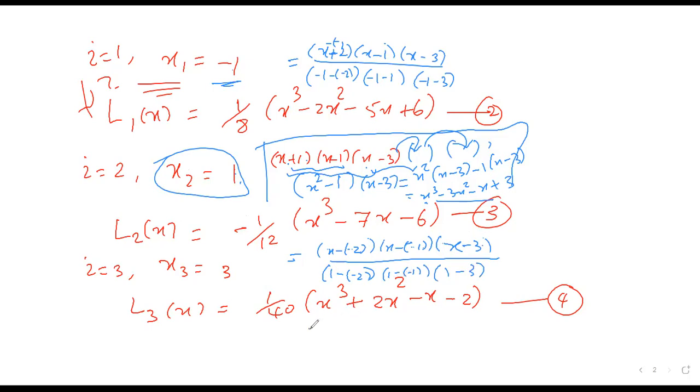Okay, so this one same. So x minus minus 2, x minus minus 1, x minus 1. So I need to avoid the 3 now. So here I can use my 3: 3 minus minus 2, 3 minus minus 1, and 3 minus 1. Okay, good.